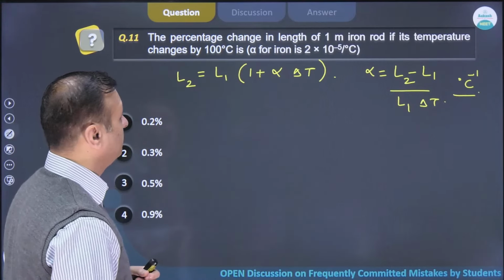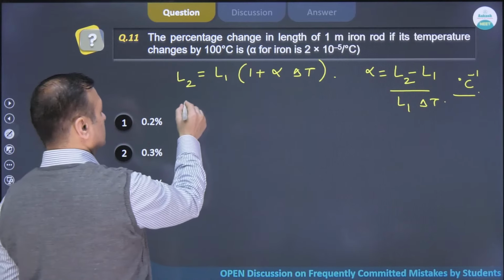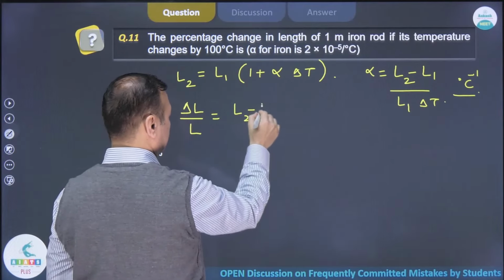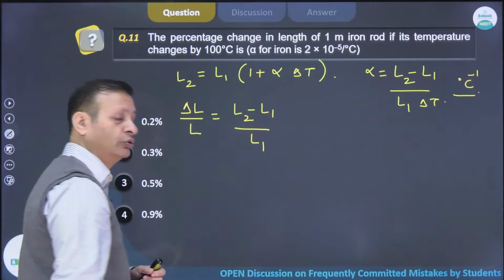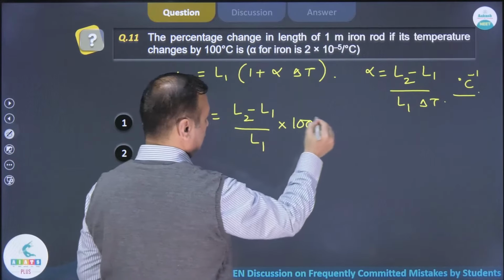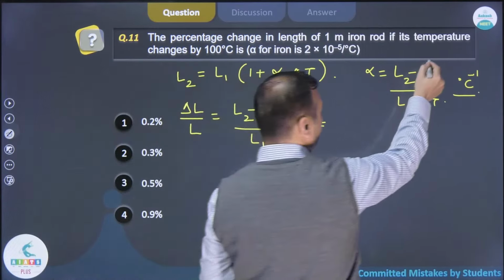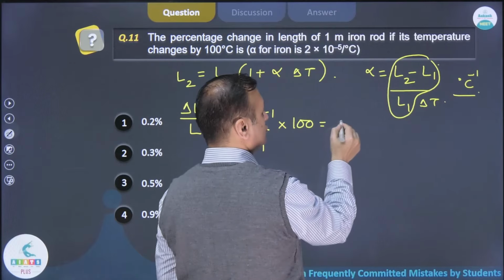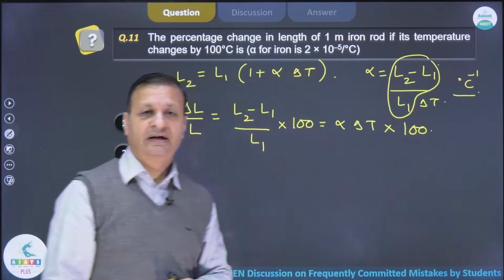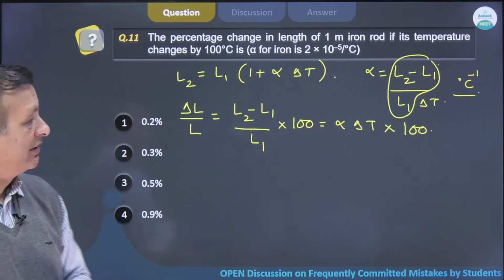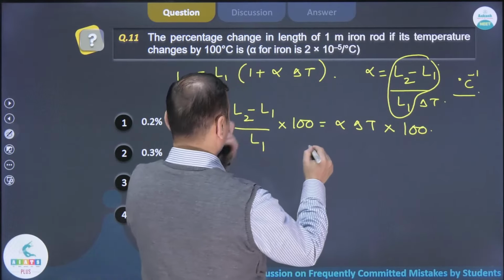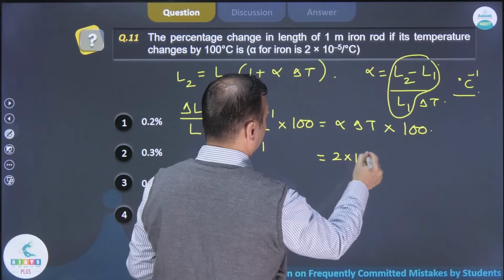Now we have to find out the percentage change in the length. So it means percentage change in length upon original length. As per the given expression, L2 minus L1 by L1 is the relative change in length, and if you multiply it by 100, that gives you the percentage change in length. When you extract this value from the expression, it gives you alpha times delta T, and we need to multiply it by 100 to get the percentage change in the length due to heating.